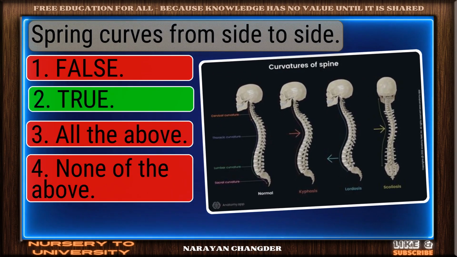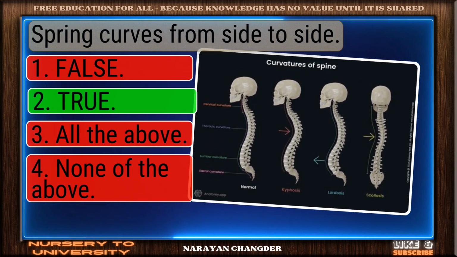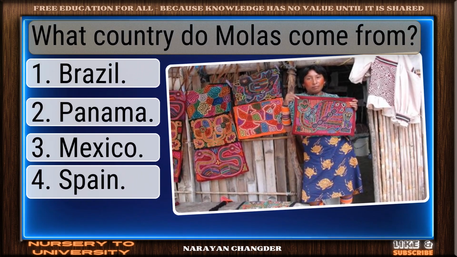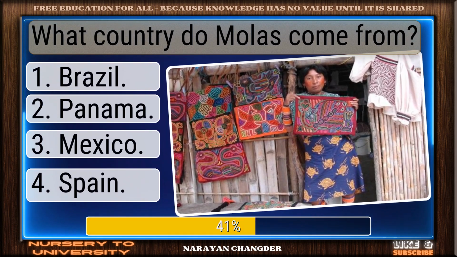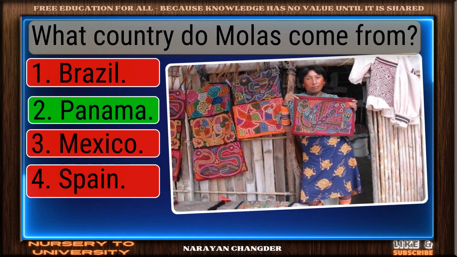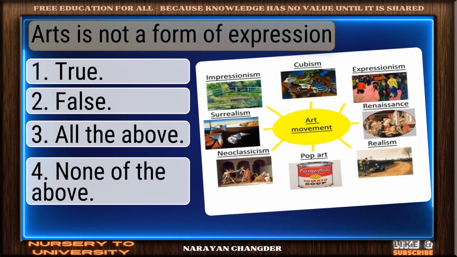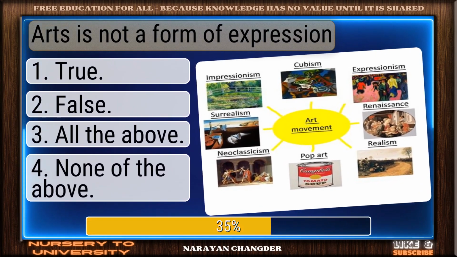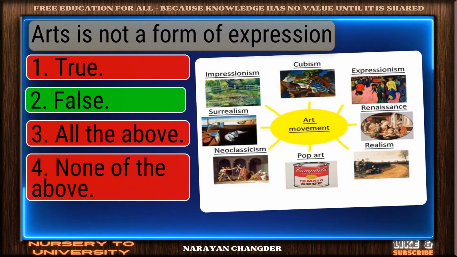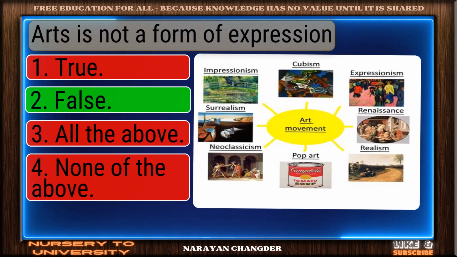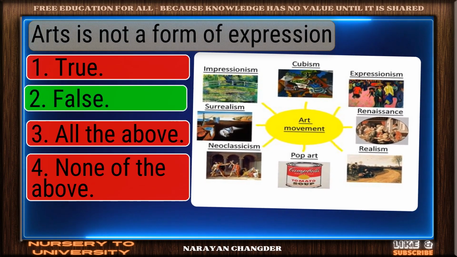Strong choice. True is the right answer. What country do molars come from? You chose Panama, and it is correct. Arts is not a form of expression. Nice selection. False is the correct and valid answer.